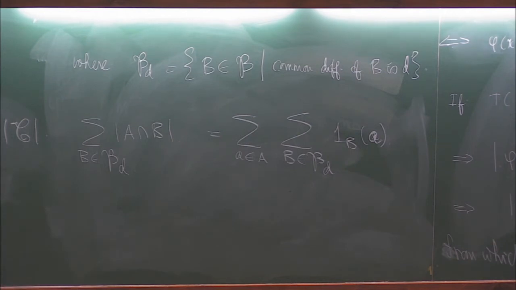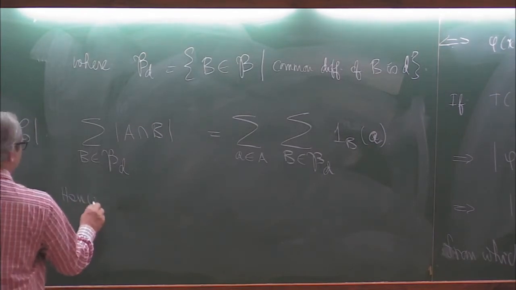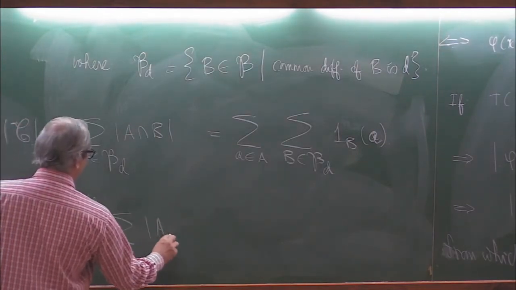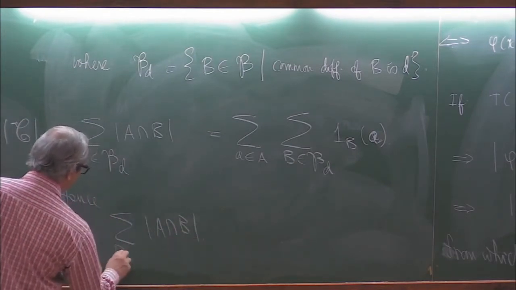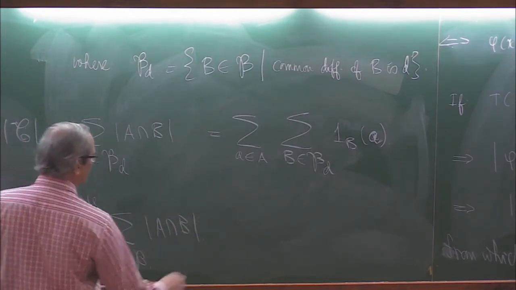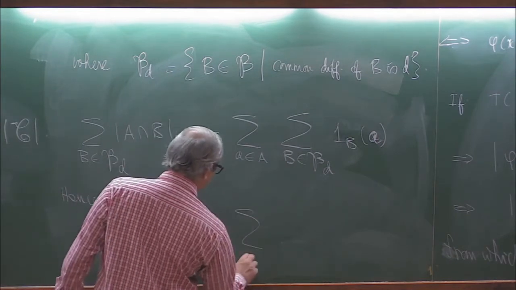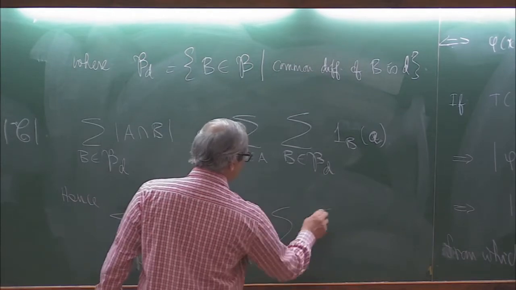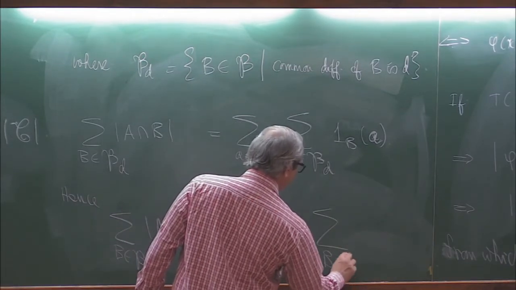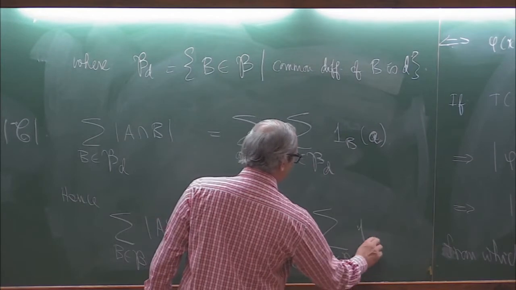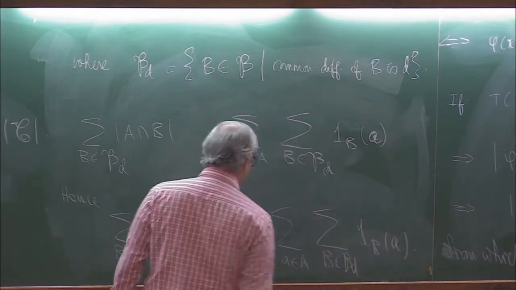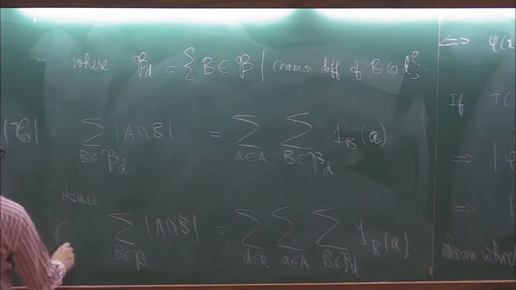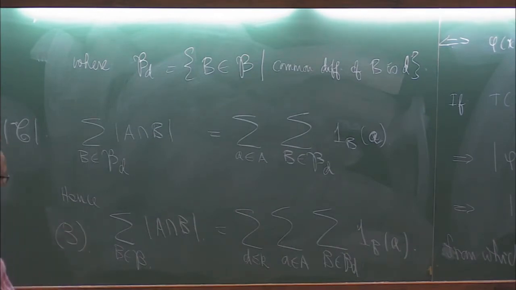So here, if you combine this relation with that, you conclude hence that the summation of the cardinality of A intersection B over B in beta is equal to sigma d less than or equal to k, sigma a in A, sigma B in beta d, 1_B of a. Let us call this 3 for the moment.